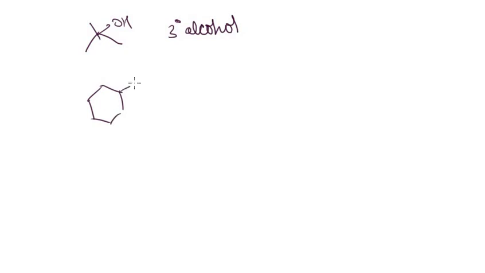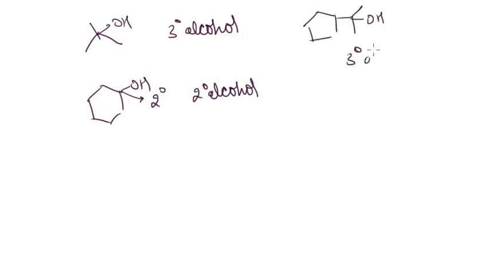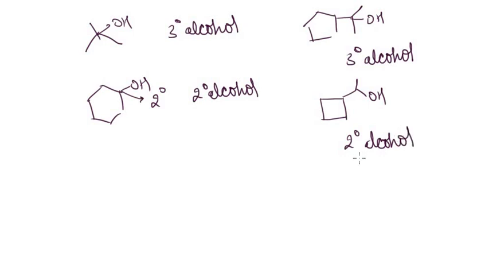Okay, 2 degree alcohol. Now if I write this, it is again a 3 degree alcohol. And if I ask you which degree of alcohol this is, this carbon is a 2 degree carbon, so it is a 2 degree alcohol. If I ask you like this, it is also a 3 degree alcohol. If I ask you, it is a 2 degree alcohol. So these are the examples of alcohol.